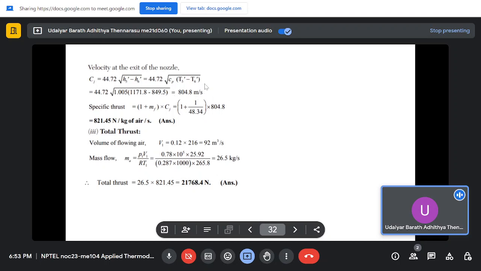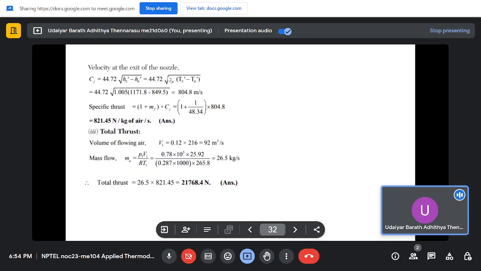Now we know the jet velocity, we can find the specific thrust. Specific thrust is nothing but (1 plus mf by ma) into Cj. We know the fuel air ratio is 1 by 48.34. Cj is 804.8, so this will come out to be 821.45 Newton per kg of air. So this is the specific thrust.